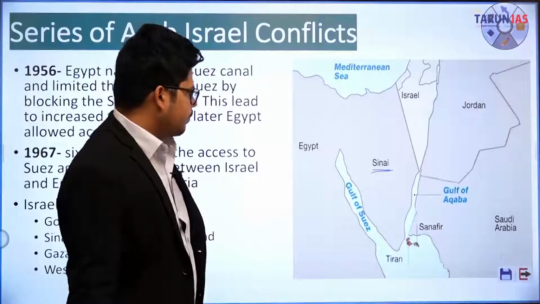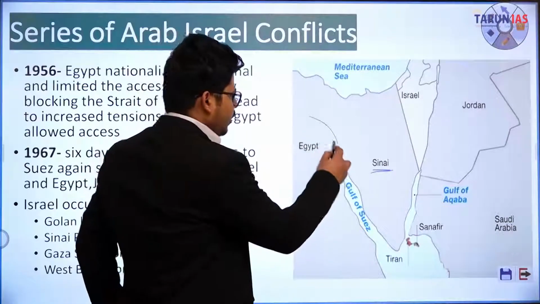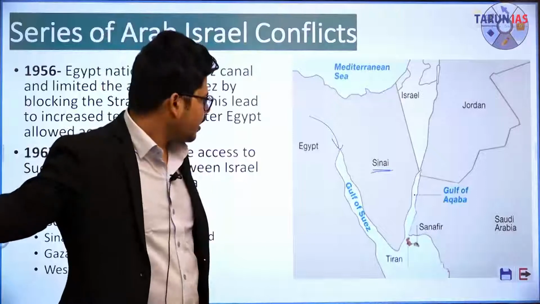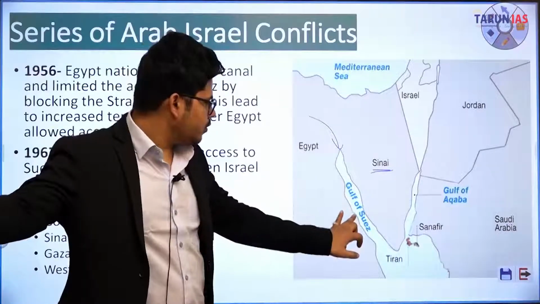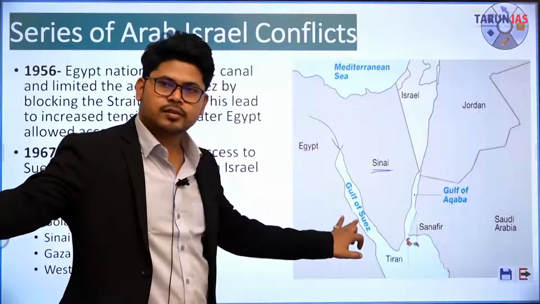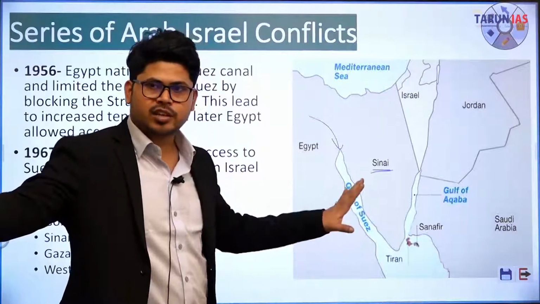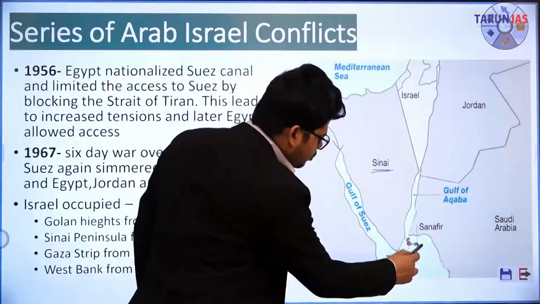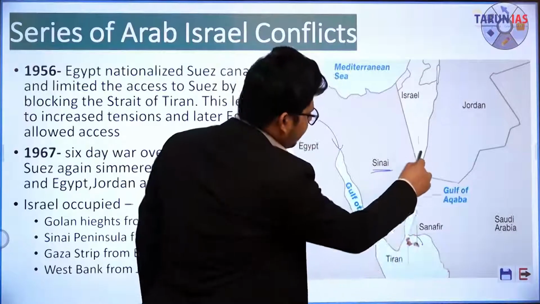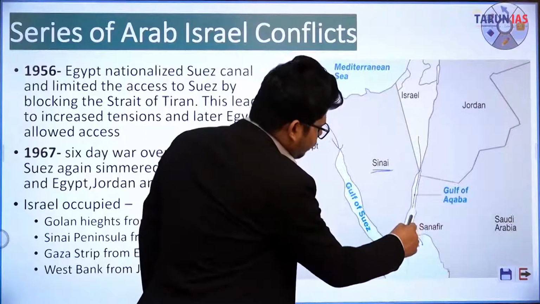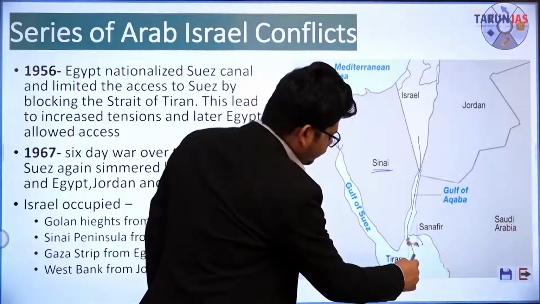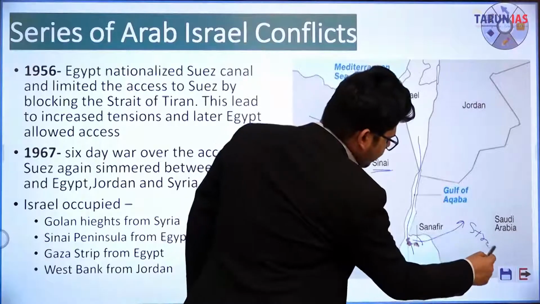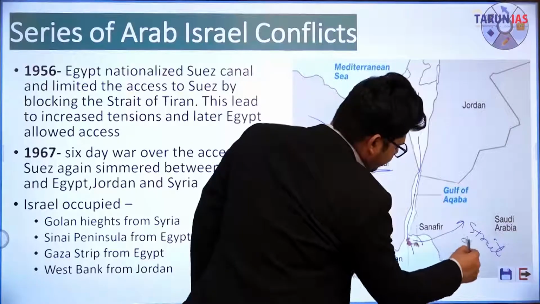What happened was, in 1956, when Gamal Abdel Nasser became the Prime Minister of Egypt, he nationalized the Suez. ठीक है, उसने सुएज का nationalization कर दिया, and also limited the access of Israel. Israel के लिए यहाँ से access था Gulf of Aqaba के through होते हुए Strait of Tiran. This is called Strait of Tiran. Again, it's very important. Strait of Tiran.